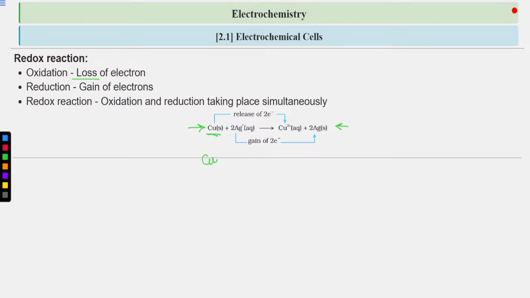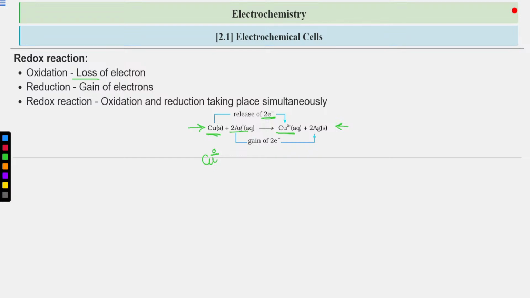That means it has zero charge, right? If it has one charge, it should be written here as plus one. If it has minus one charge, it should be written as minus one. But it has no charge. That means zero is present here. So copper has zero charge, and when it releases two electrons after the reaction with the silver ion, it is converting to copper 2 plus.